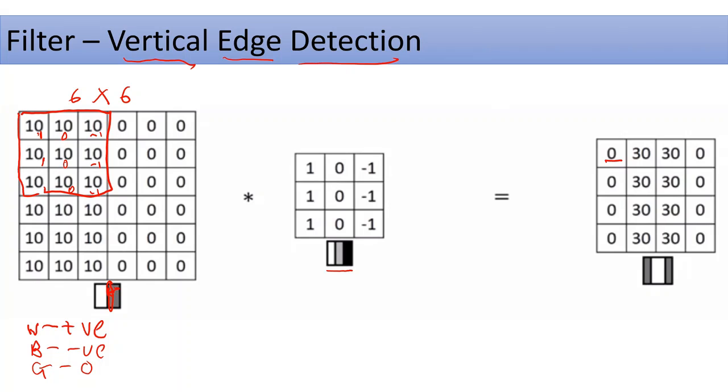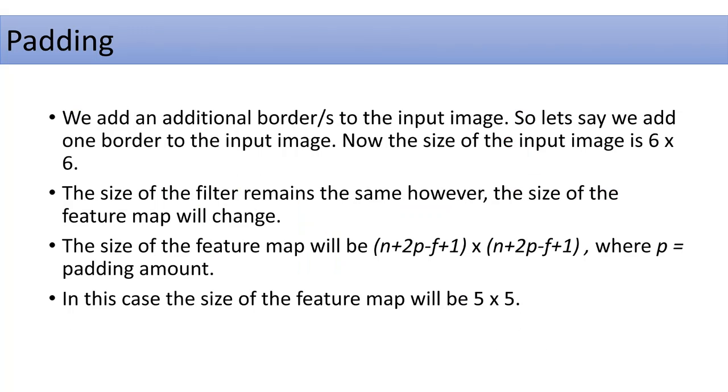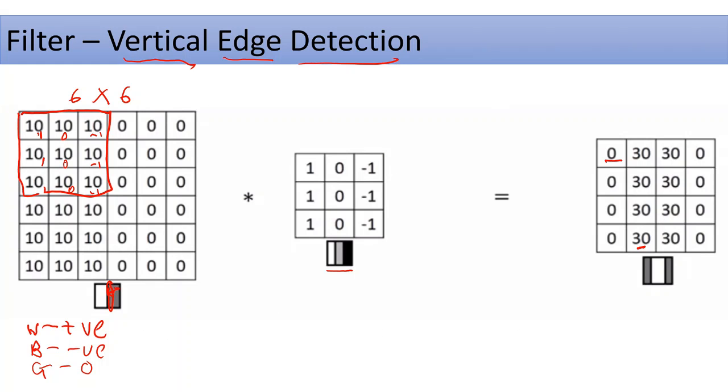Now this 30 is found from over here. So we just have a 1, 1, 1. So this is 30. 0, 0, 0, which is 0. We have a minus 1, minus 1, minus 1, and all these are 0, so those are also 0. So we get a 30 over here.